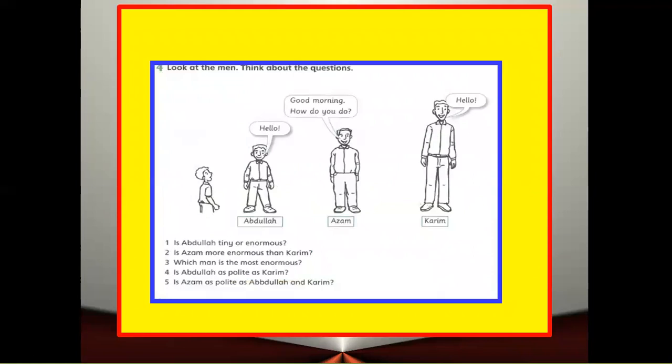Look at the men. Think about the questions. 1. Is Abdullah tiny or enormous? 2. Is Azam more enormous than Kareem? 3. Which man is the most enormous? 4. Is Abdullah as polite as Kareem? 5. Is Azam as polite as Abdullah and Kareem?